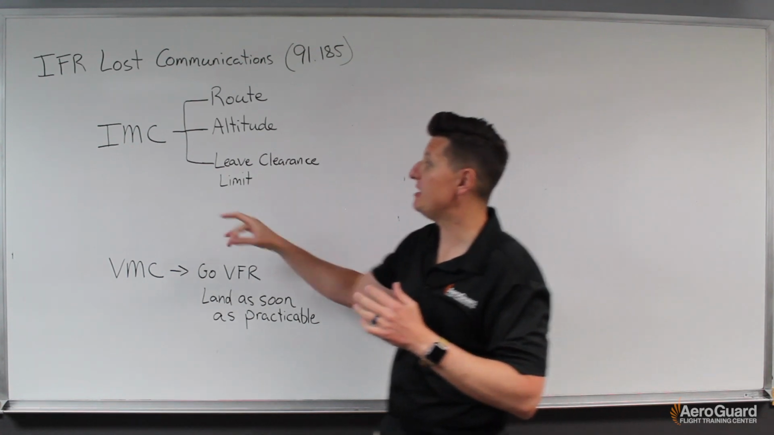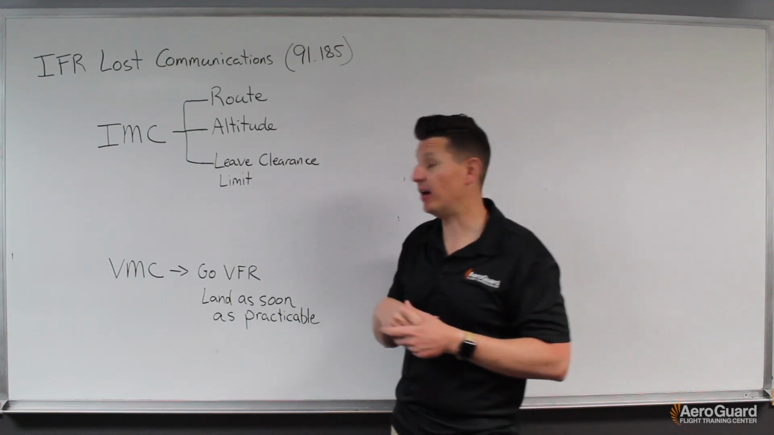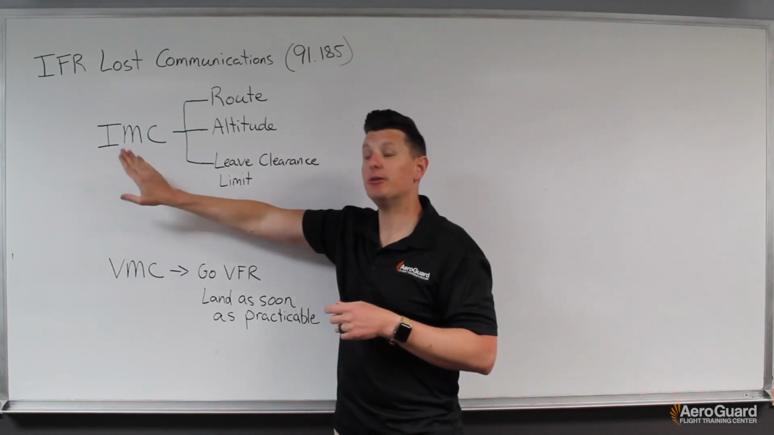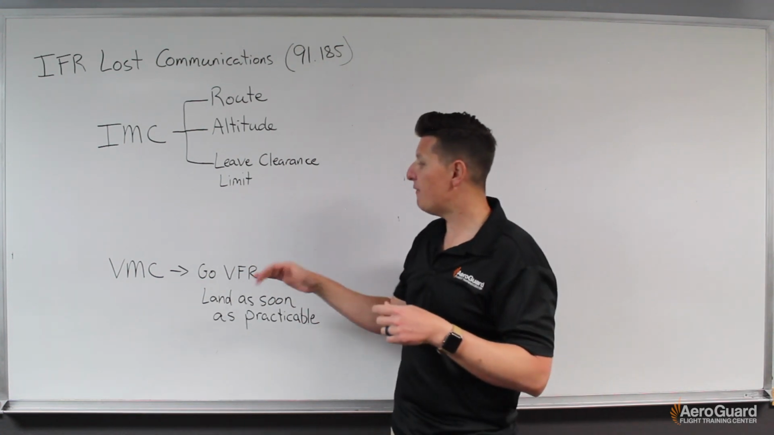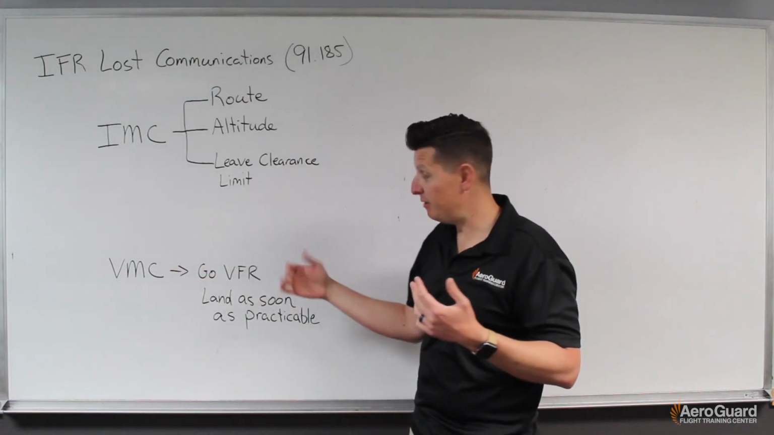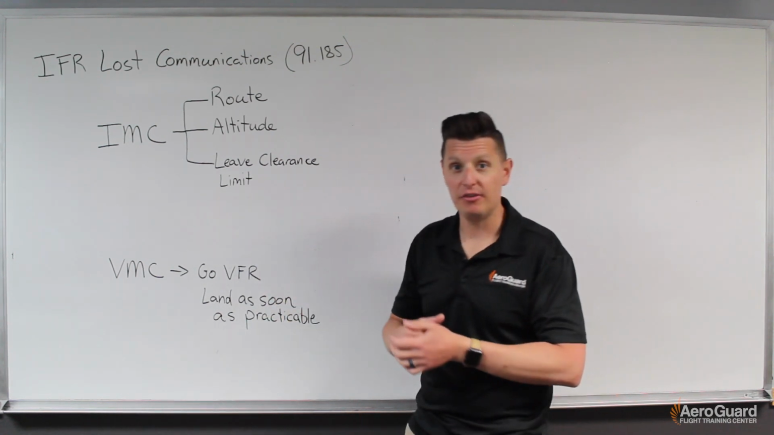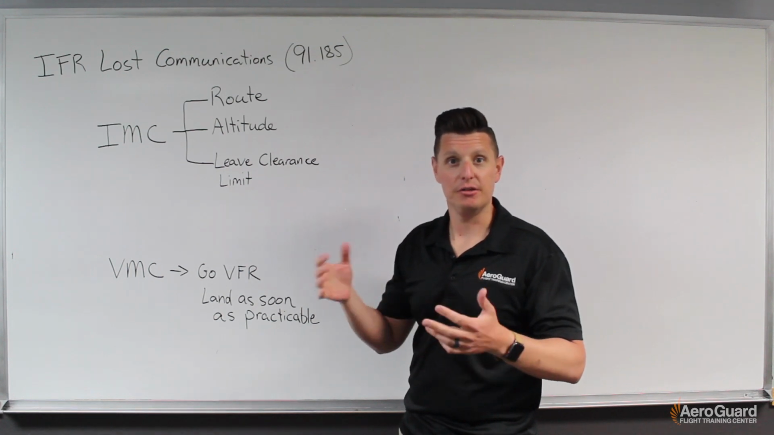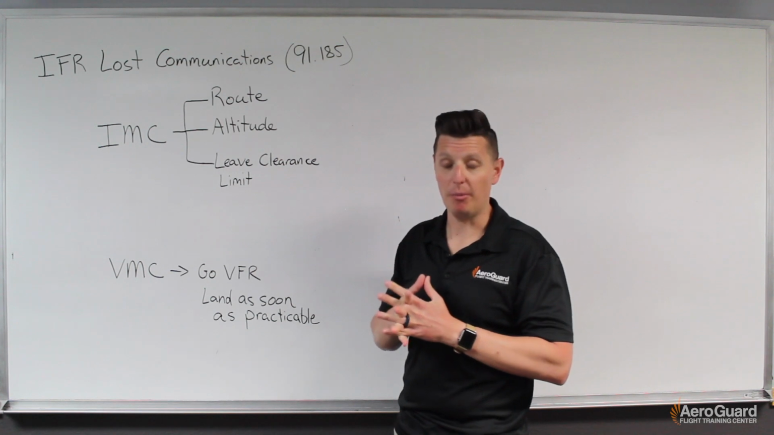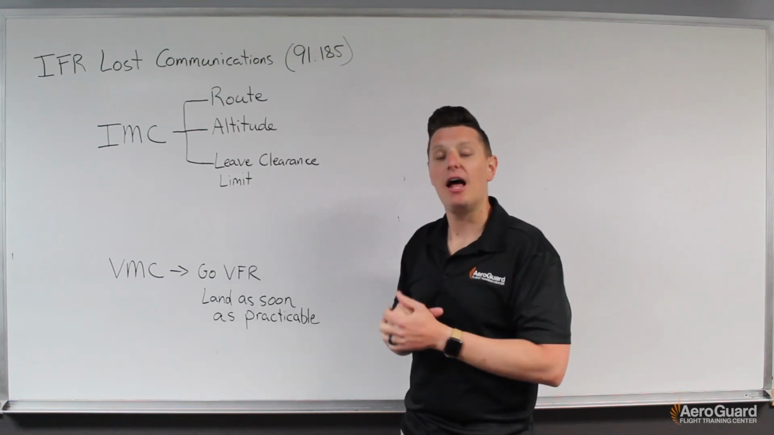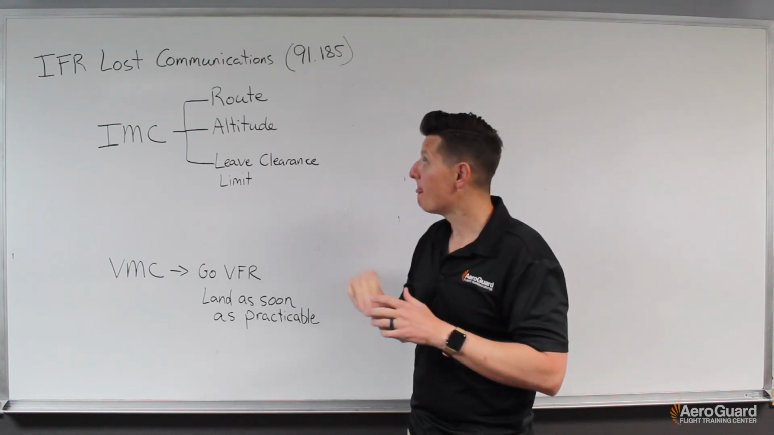The very first piece it tells us to look at is the weather conditions that we're in, either instrument meteorological conditions or visual meteorological conditions. If you are in VMC, then go VFR. Just go find an airport nearby, land, and everything is done. You can call, close your flight plan, and explain what happened. I'm sure they'll know since they probably saw you squawking 7600 anyway. But this gets you on the ground safely and without any other issues.